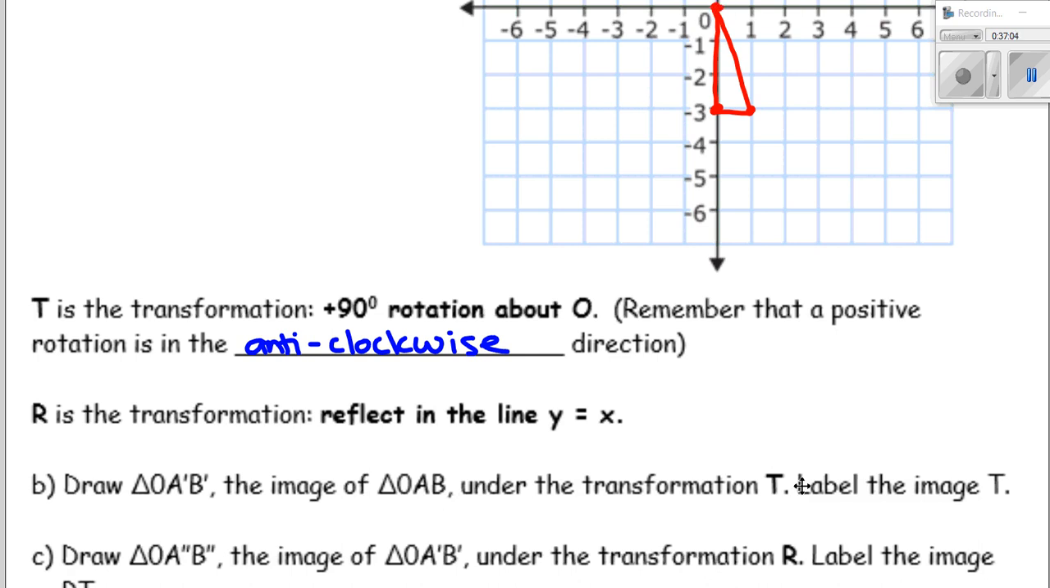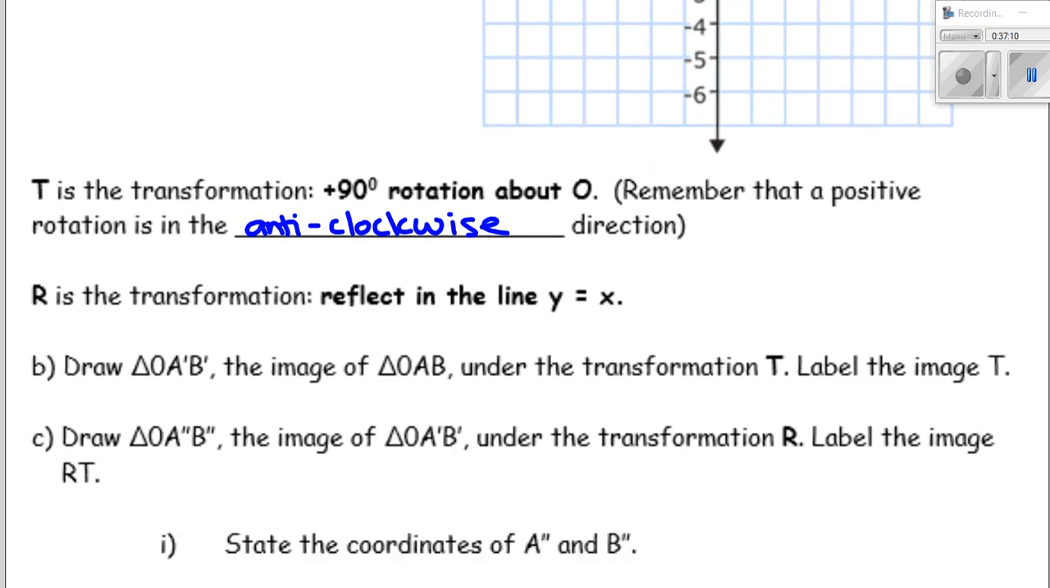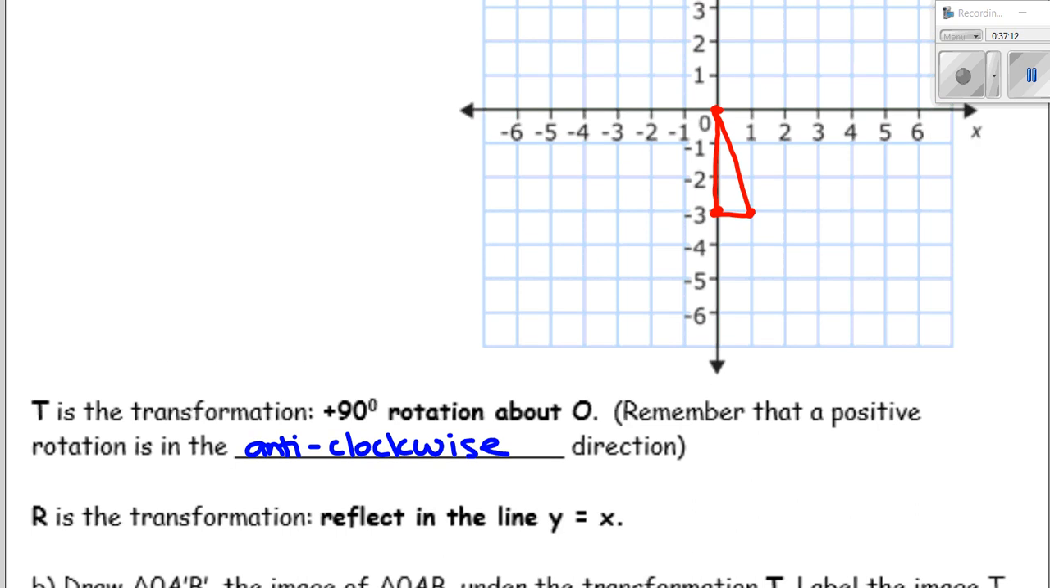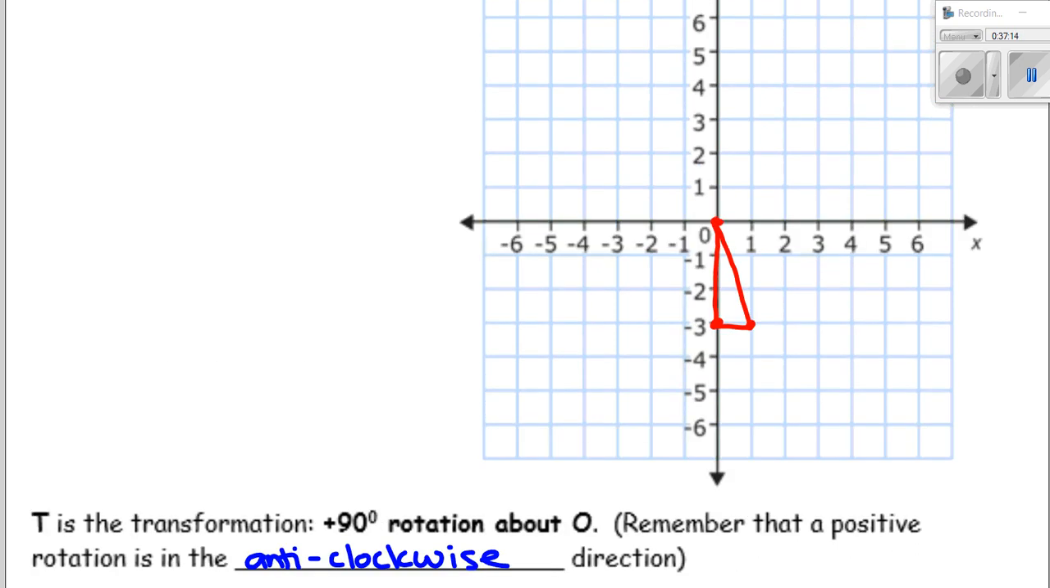Under the transformation T, label the image T. So T is the rotation about O. Because it's rotating about the center of origin, O, and we have a point on that center of origin. So here's our center of origin, 0, 0. If you were to draw that point from the object onto its image, because it's on the center of rotation, it's going to actually be on that point itself again.